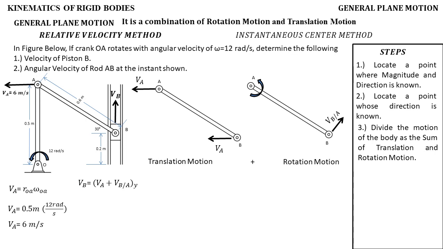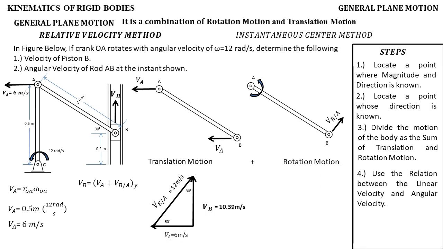Then, draw the vector diagram. In the vector diagram, VA is this one, VBA is this one, and VB is this one. Using trigonometry, with the 30 degree angle at this point and this one being 60, we can compute the angle here, which is equal to 60. From the vector diagram, we can compute VB equal to 10.38 meters per second, and VBA is 12 meters per second. You can compute that using a trigonometric function of an angle and one leg.